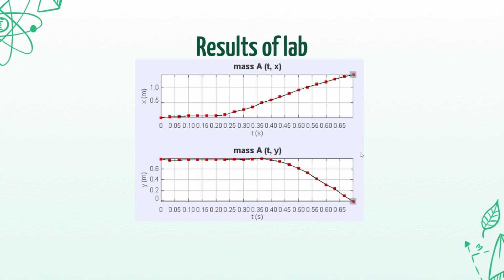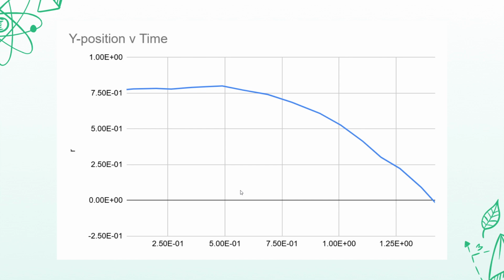As you can see, as time moves on, x goes further to the right, and then y heads towards the negative y direction. And then here's the graph, y versus time, so it's a bit easier to see.